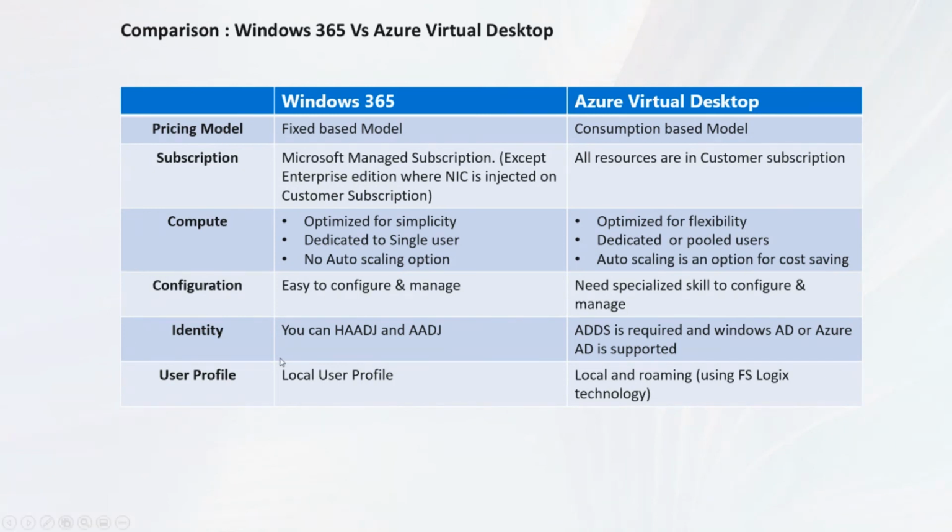From the identity perspective, you can have hybrid AD join and Azure AD join. With Azure Virtual Desktop, you have ADDS, which you can bring from your on-premise to Azure, extend, or you can use Azure AD, which is supported at this point in time. From the user profile perspective, Windows 365 provides only a local profile. With AVD, you have FSLogix. You can do a lot in terms of profile management in case you have pool-based services. Lots to do.